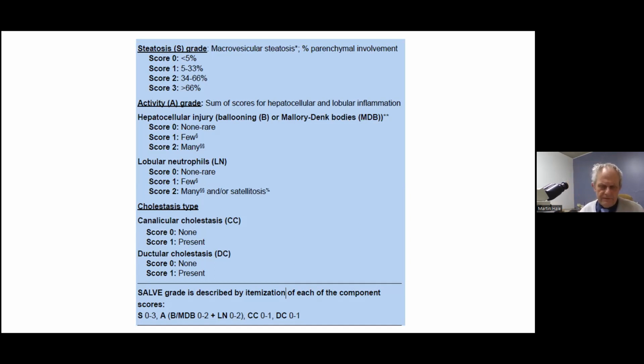So you can see there, if I don't take my arrow away, that steatosis is given a score of 0 to 3, and hepatocellular injury, in other words, ballooning or Mallory-Denk bodies, is given a score of 0 to 2, in other words, 0, 1, or 2. You add that together with lobular neutrophils, also scored 0 to 2, and then cholestasis, whether it's canalicular or ductal, is given a binary score, in other words, either absent or present, and that would be 0 or 1.